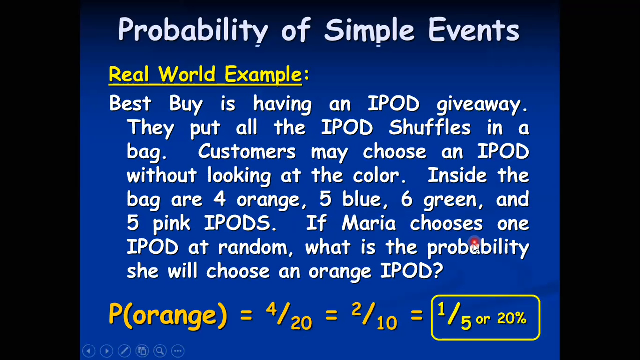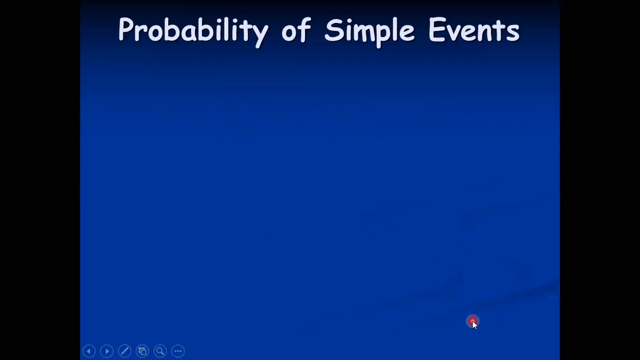So to get the probability, you look at the number of orange iPods. You can see there are 4, divided by the total number of iPods, which are 4 plus 5 plus 6 plus 5, and that is 20. So the answer is 4 out of 20, which can be reduced to 1 out of 5.